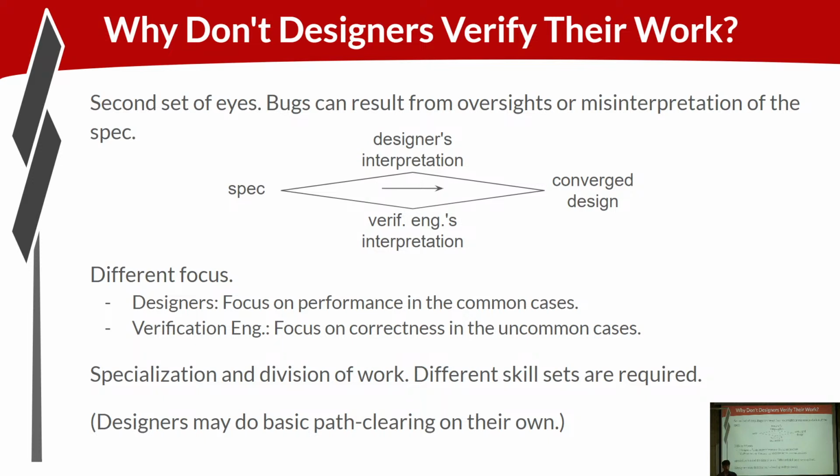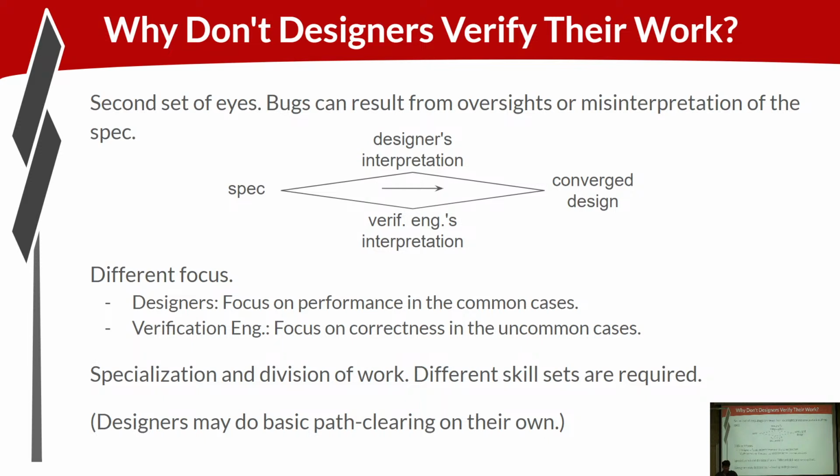So there's a couple reasons for this. One of the main ones is the second set of eyes, right? Everyone has biases. Everyone overlooks things. I do it all the time. If you have somebody completely independent from you looking over your shoulder, their biases are different. They're likely to catch things that you might miss.